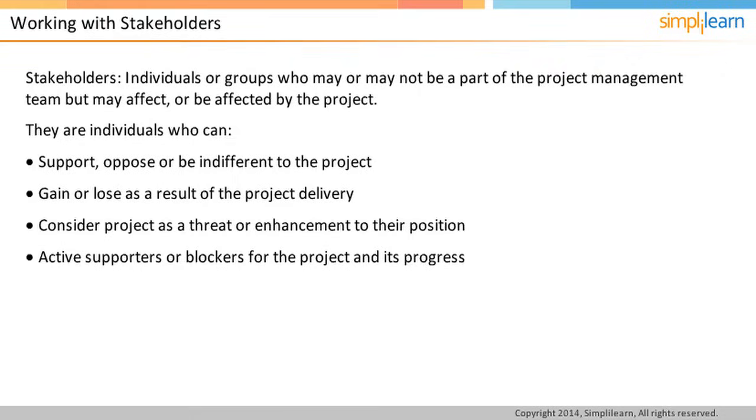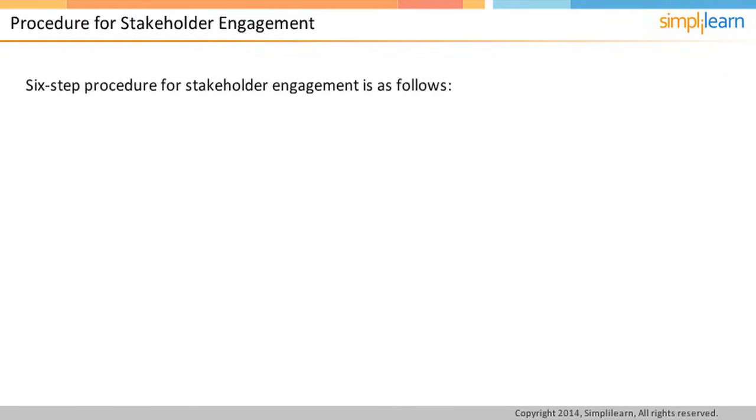Let us now understand the 6-step procedure for stakeholder engagement as suggested by the Office of Government Commerce, UK's Managing Successful Programmes. The first step is identifying stakeholders, which involves identifying individuals and groups affected by the project. Grouping similar stakeholders together helps in effectively addressing key messages. This step answers who the stakeholders are.